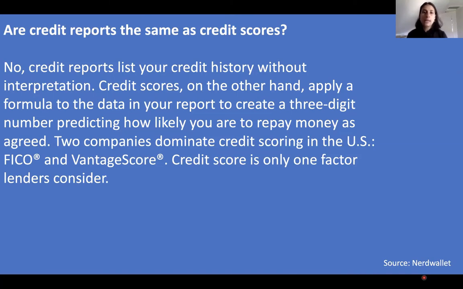A credit report takes your credit history and lists it without interpretation. A credit score, however, applies a formula to the data in your report to create a 3-digit number predicting how likely you are to repay the money as agreed. Two companies dominate credit scoring in the US, FICO and VantageScore. Credit score is only one factor that lenders consider.